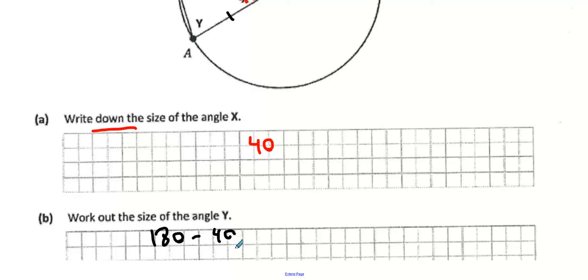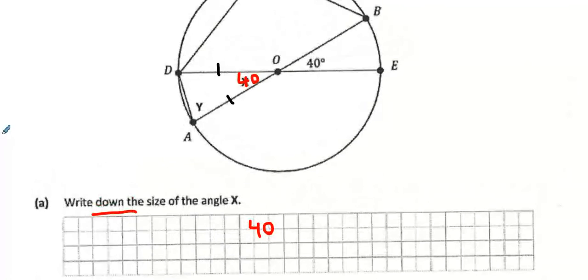180 take away 40 is 140. 140 divided by 2. Both angles have to be the same. And there's 140 left over. So it's got to be 70.